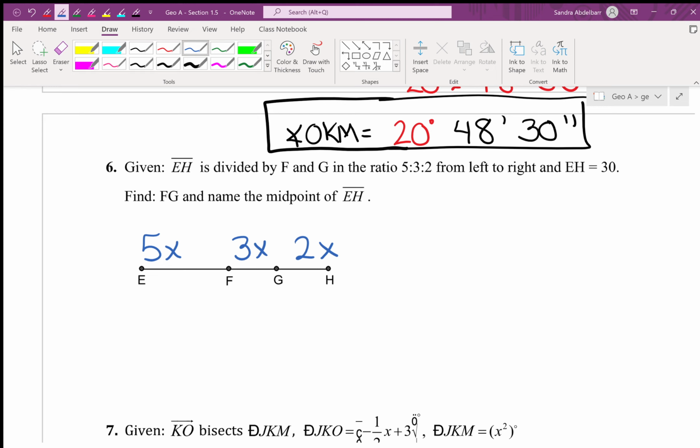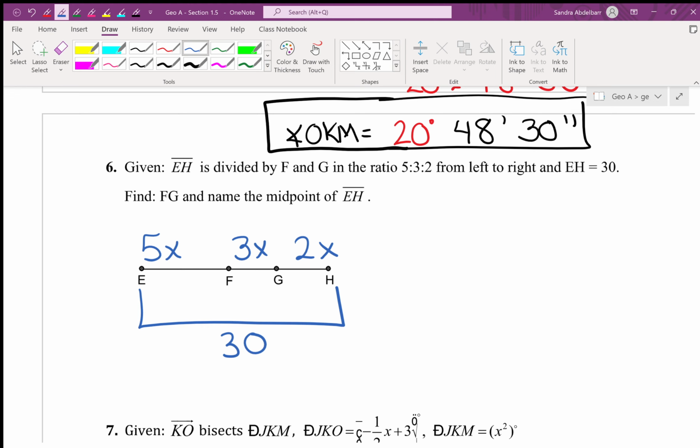And then we're being told that the whole segment E to H is 30 units long. Find FG. So we want to find segment FG and we want to figure out which point is the midpoint. Well, right now, can we figure out which point is the midpoint? Well, I can, but that's okay. We can wait to decide. Does anybody know an equation to solve for x?